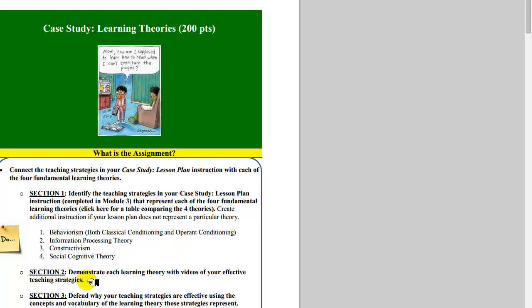Then in section 2, we want to see what that looks like, so you're going to find a video that demonstrates one of those teaching strategies for that particular learning theory. So that would be a total of 4. And then you're going to defend why that teaching strategy is effective by using the concepts and vocabulary. For example, if you did have group work, this would correspond to constructivism, and you would use the words in terms of constructivism to explain why group work is effective.